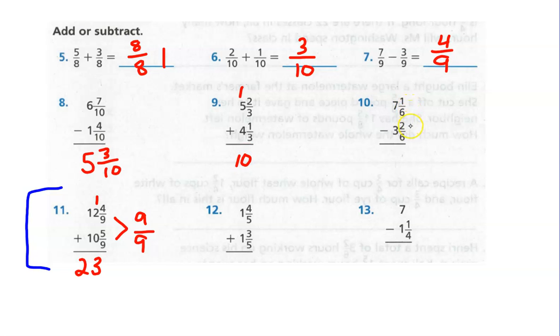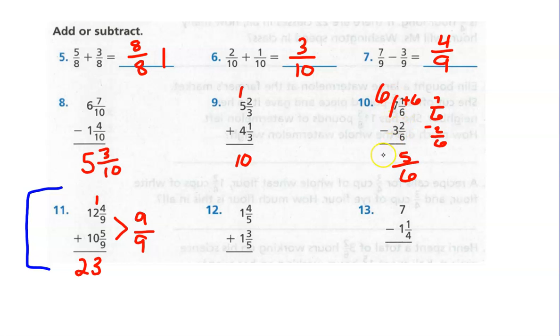Over here, you've got 1/6 minus 2/6, which you couldn't do, so you had to borrow from the 7 to make it a 6. You are adding a full group of 6ths there to make that 7/6. So then 7 minus 2 is 5/6.